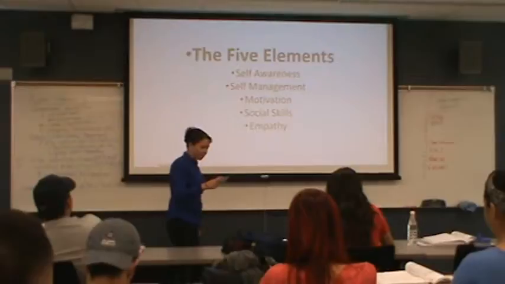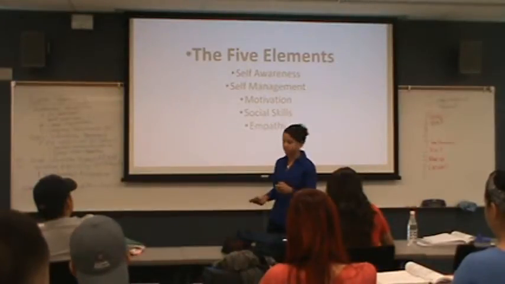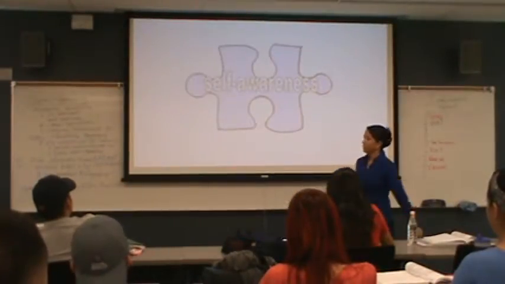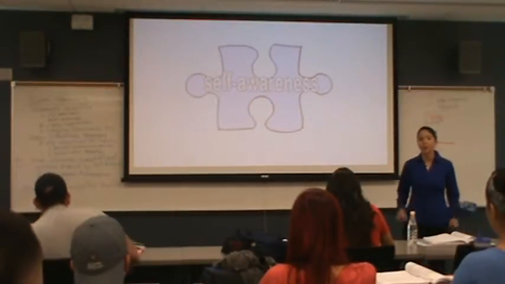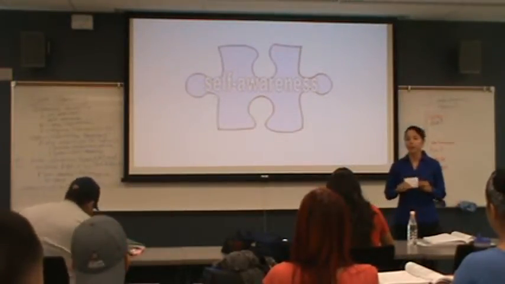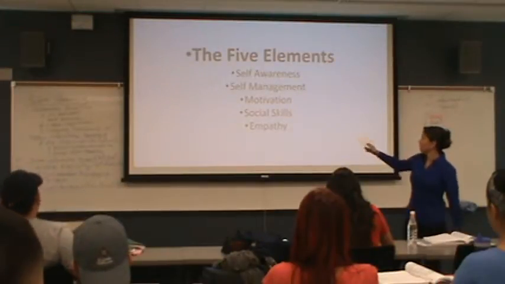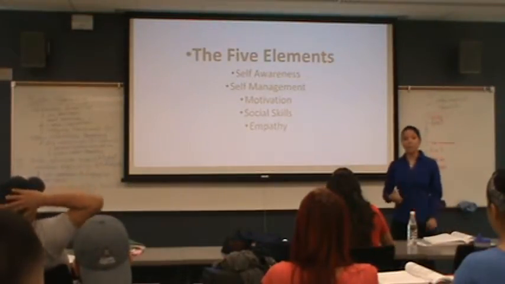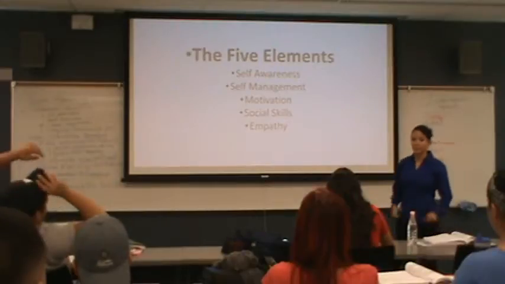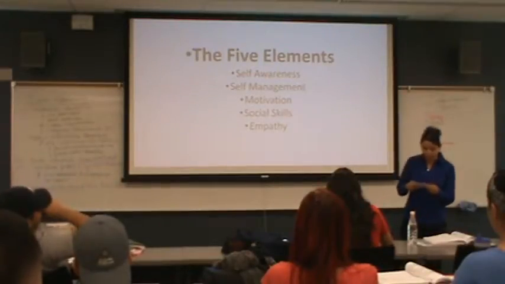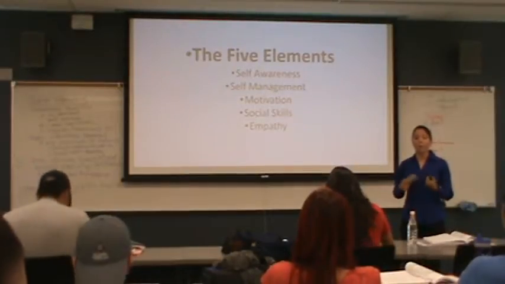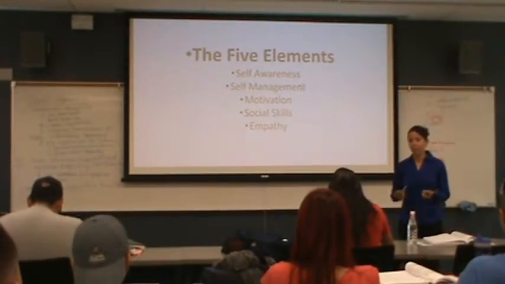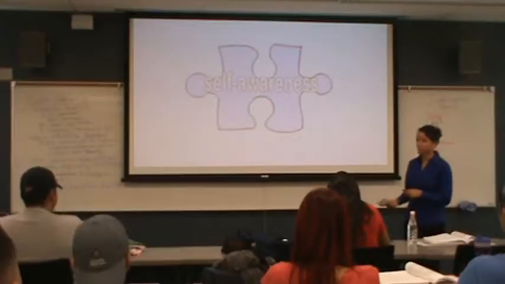Now it's time to see what 5 branches Daniel Goleman refers to. Daniel Goleman referred to his 5 branches of emotional intelligence as the ones that I just showed you previously. But in order for you to understand emotional intelligence, you have to make sure you gain the first one, which is self-awareness.